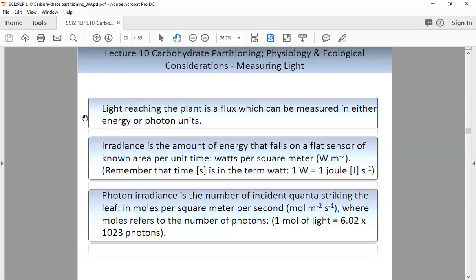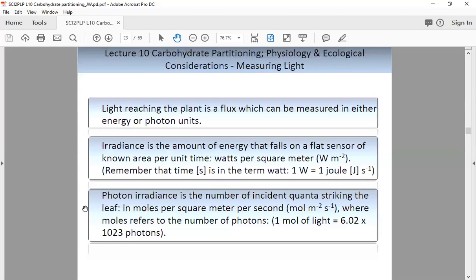So light that reaches a plant is a flux, and that flux can be measured in either energy or photon units. Let's consider both of these, starting with energy units. Irradiance can be expressed as the amount of energy that falls on a flat sensor, so this could be a leaf, of known area per unit time, expressed as watts per square metre. So that's energy units. Now let's consider photon units.